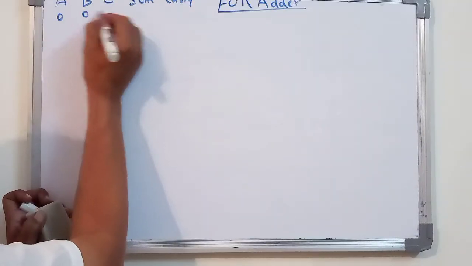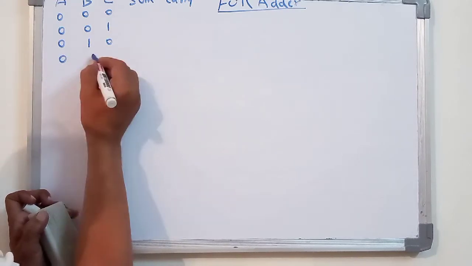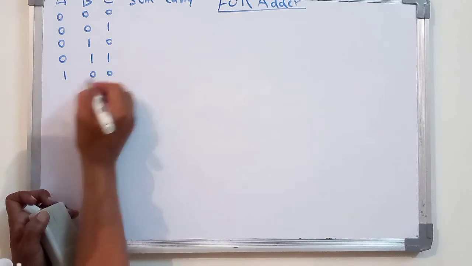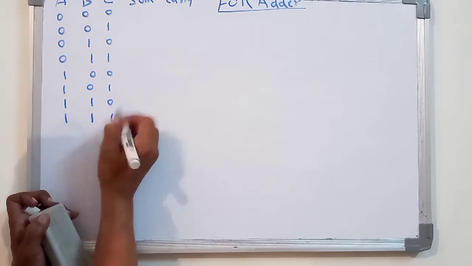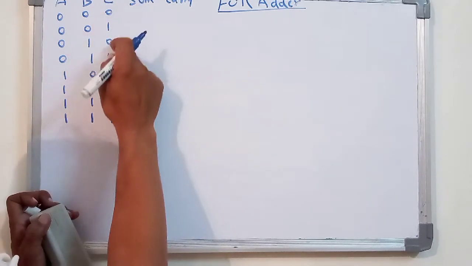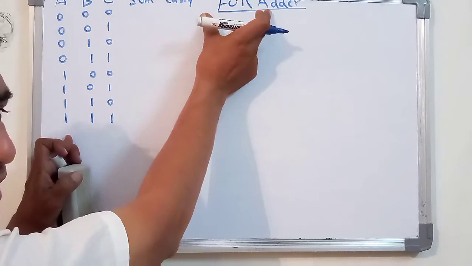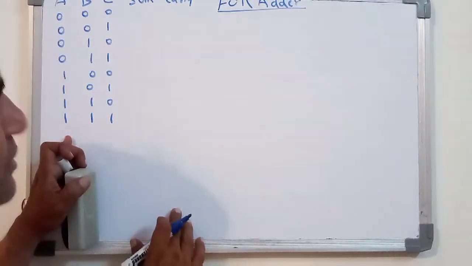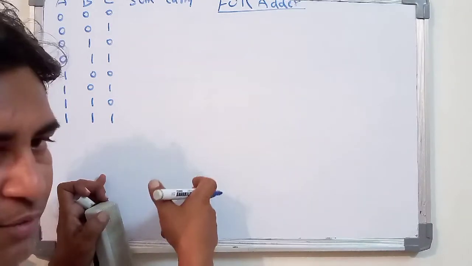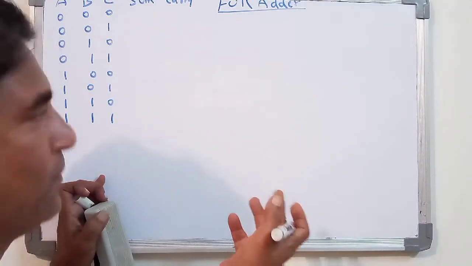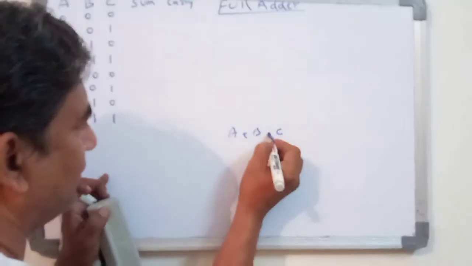So 0 0 0, 0 0 1, 0 1 0, 0 1 1, 1 0 0, 1 0 1, 1 1 0, 1 1 1. So you see here 0, 1, 2, 3, 4, 5, 6 and 7. It will give you the full adder. Now you make the addition, and whenever there is a carry, in the carry column you write down the value 1 or 0. So you have to add A, B and C like this.